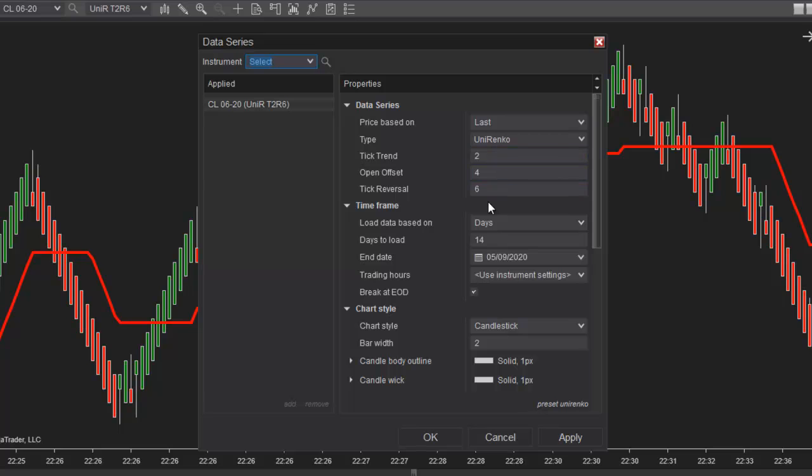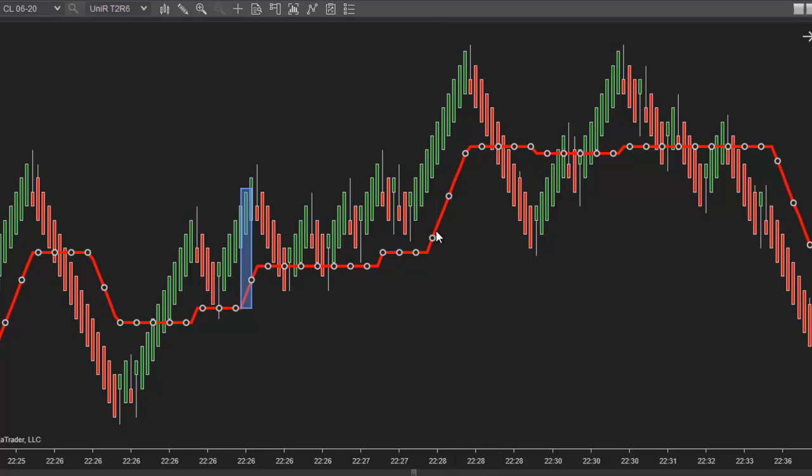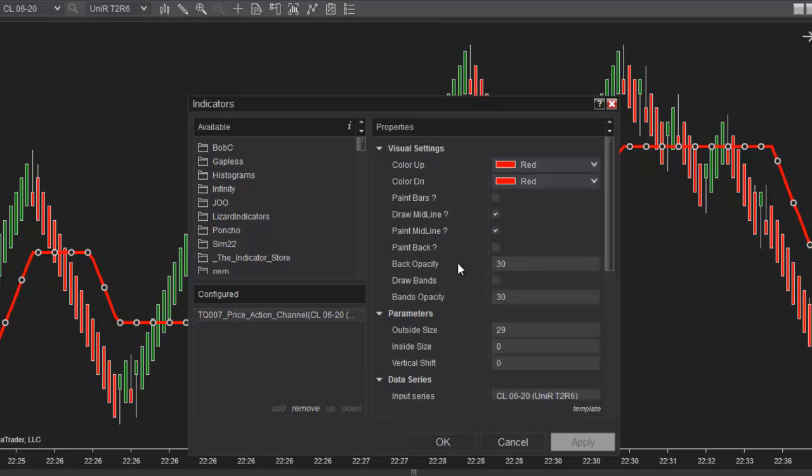settings of Unirenko at 642, and we have only one indicator, the 1007 price action channel middle line, with settings of outside size 29, inside size 0, which is for the bands and can be changed, vertical shift 0, which can be changed to plus or minus numbers. And we have the draw middle line and paint middle line boxes checked.